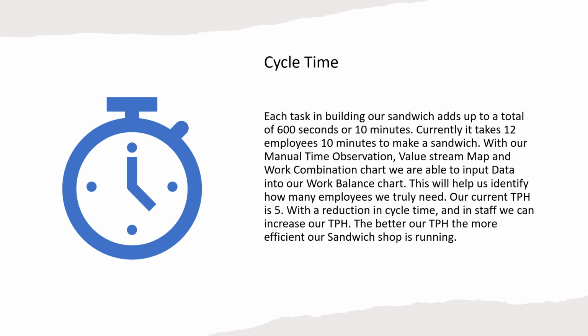Our current TPH is 5. With reduction in cycle time and in staff, we can increase our TPH. The better our TPH, the more efficient our sandwich shop is running. TPH is how many sandwiches are made per person per hour. So if we have 12 employees and our TPH is 5, that means each employee is making 5 sandwiches per hour. That's what TPH is.